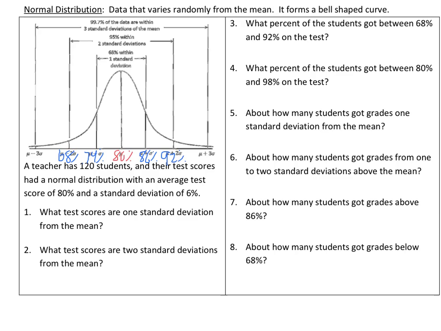So what that's saying now is between 68% and 92% on the test. So from a D plus to an A minus, we have what percent of our students? 95% of the students should have grades in that category if it was a normal distribution. If it was normal. So are most of my students in between these grades?